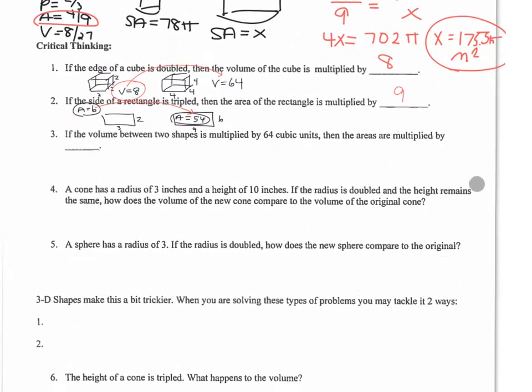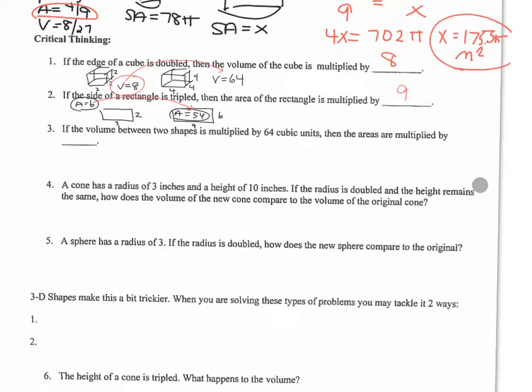So let's go ahead and look at the next one. It says if the volume between two shapes is multiplied by 64, then the areas are multiplied by what? If the volume of my shapes is being multiplied by 64, that means my ratio for volume is 64 over 1, right? So I can just go ahead and write SPOV down. So my volume ratio is 64 over 1.